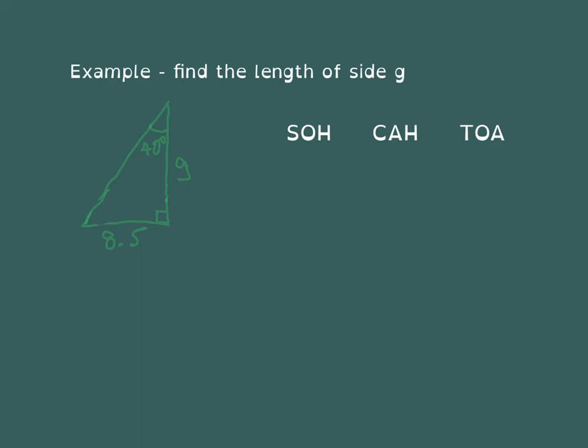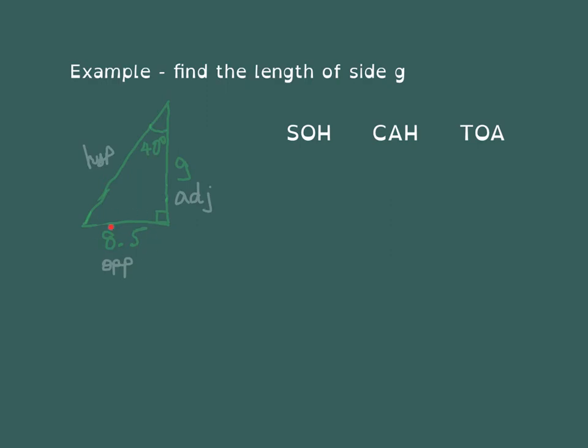And we're standing at this 40 degrees here, so we're going to label the sides based on that. So that means this 8.5 that's across from it, that is our OPP, our opposite. G, therefore, would be our adjacent. And then this longest side, of course, that's across from the 90-degree angle, is the hypotenuse, as always. Doesn't matter where you're standing, that's the longest side.